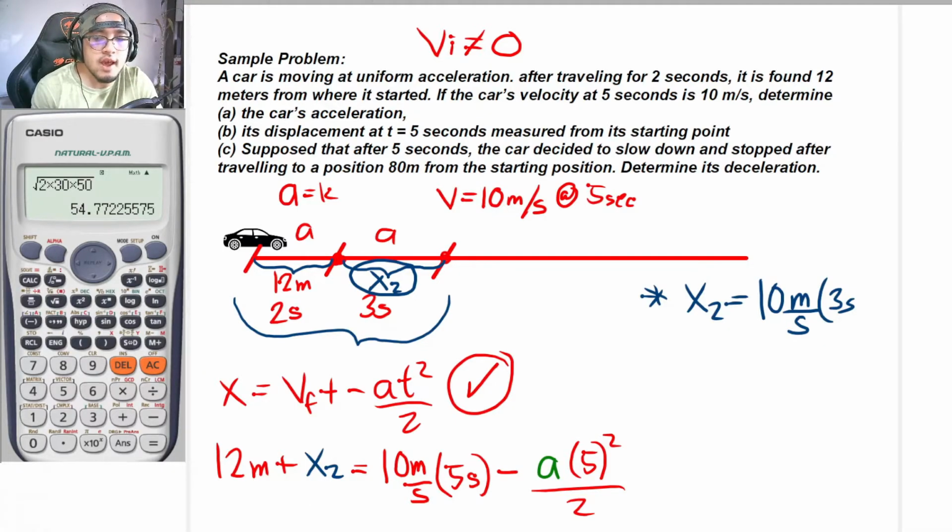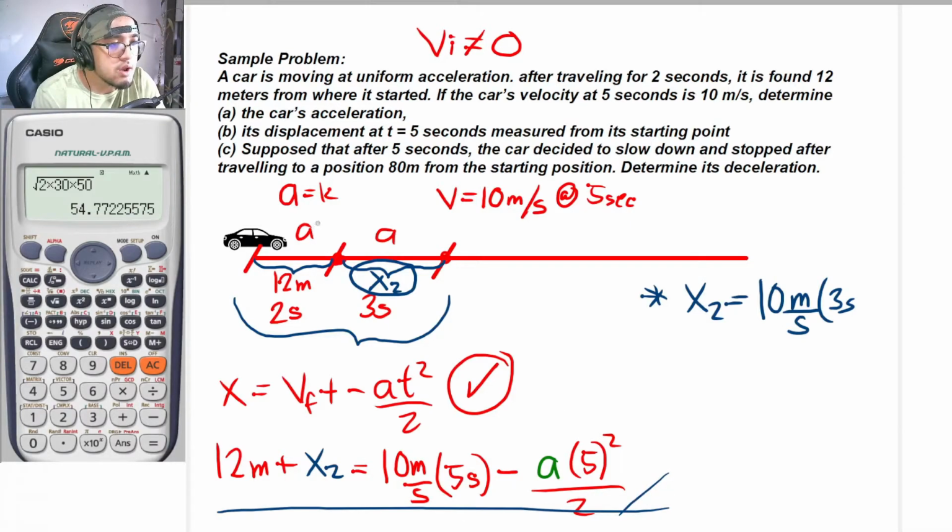But take note, guys, that you can only make use of this formula if your acceleration here is the same as your acceleration here. But pretend that your acceleration here is not the same as your acceleration here, you should analyze them separately. So in English, you should analyze them separately. Okay, so proceeding here. So for our equation at the right side, so times 3. So minus a times 3 squared over 2.